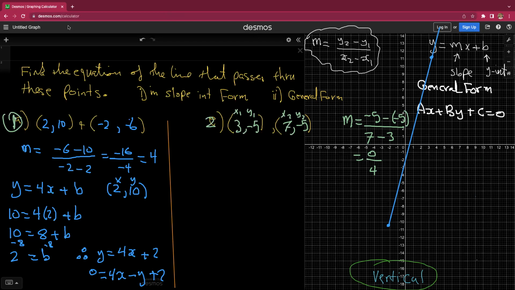Plot the points. It doesn't hurt to plot the points. So 3 and -5 is right here. And 7 and -5 is right here. So if I connect these 2 points, what kind of line am I getting now? Is it vertical? No, it's not vertical. Horizontal? Horizontal, because see, horizontal is this way, vertical is this way. So this is horizontal. What's the equation of this line?